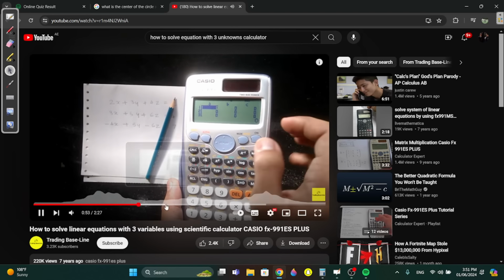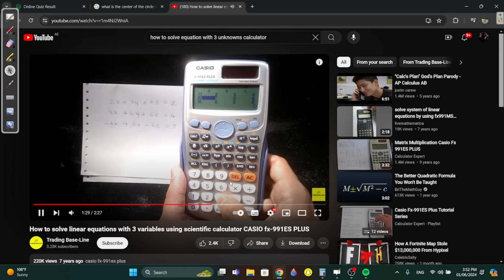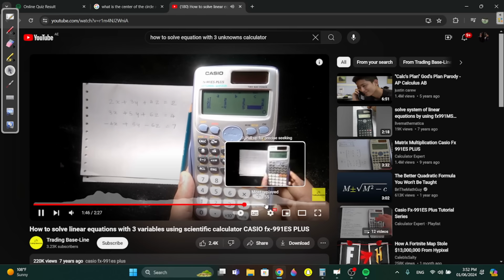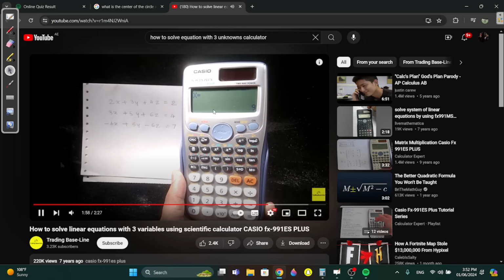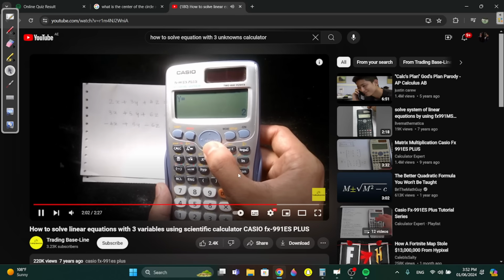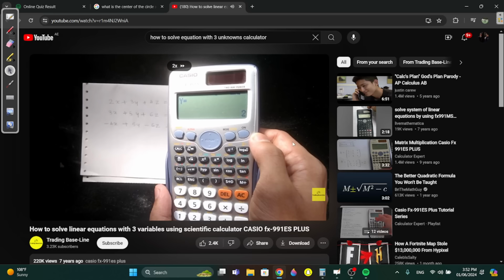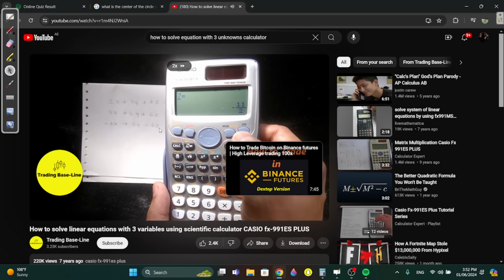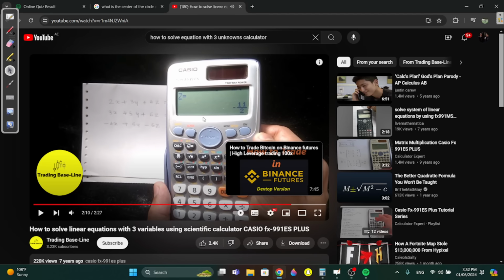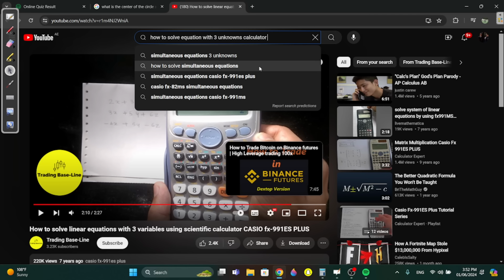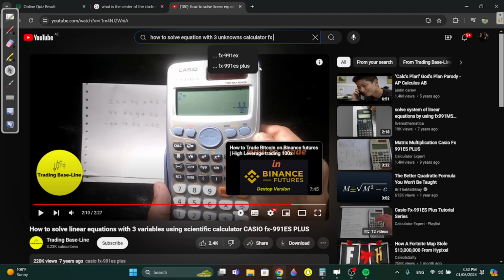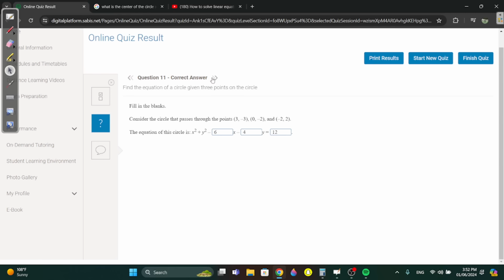Look how the guy does it. You see you get X, Y, Z. So you get 3 solutions like this. Depending on your calculator model, some people don't have this 991ES. Just write this, and then put FX-991EX or whatever. That doesn't matter. Let's just go next.